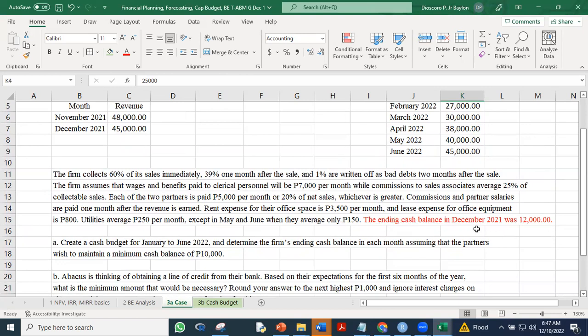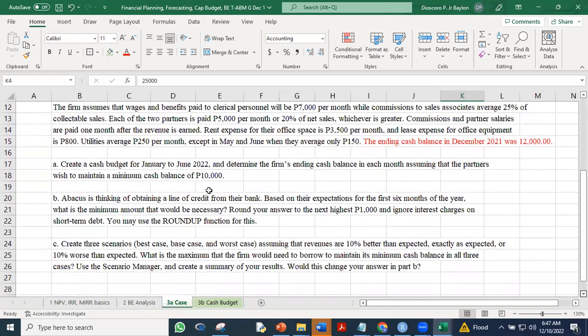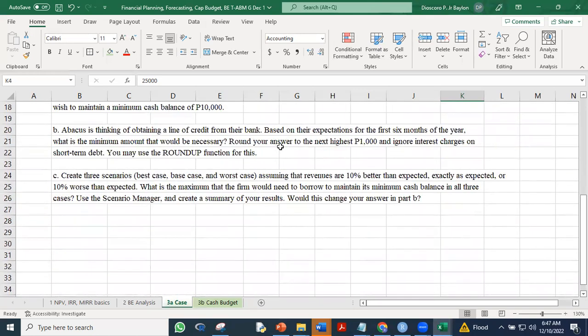We're also given that the ending cash balance in December 2021 was 12,000. We're asked to create a cash budget from January to June of 2022 and determine if the firm's ending cash balance in each month is sufficient, assuming that the company has to maintain a cash balance of 10,000. If the cash balance is not sufficient, then the company could take a loan from a bank. The loan is in thousands. We are to ignore interest charges on the short-term debt.